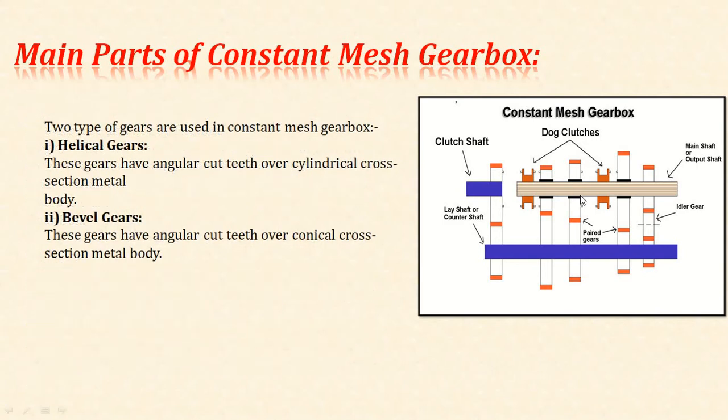There are two types of gears used in a constant mesh gearbox. First, helical gears, and second, bevel gears. Helical gears have angular teeth over a cylindrical cross-sectional body, and bevel gears have angular cut teeth over a conical cross-section metal body.